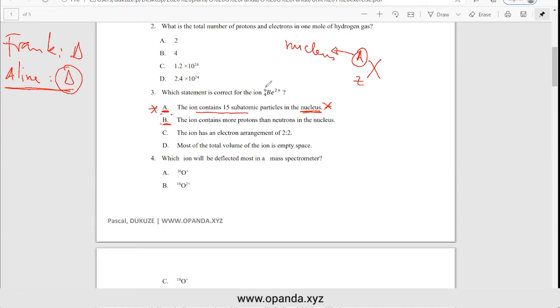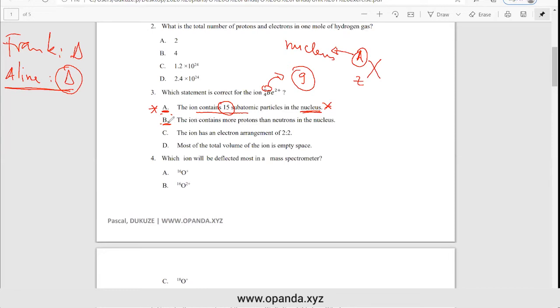And this A is the total number of particles in the nucleus. And what we have here is 9. So we do not have 15 subatomic particles in the nucleus. Why? Because the mass number here is 9. So we have 9 subatomic particles in the nucleus. So A is wrong.